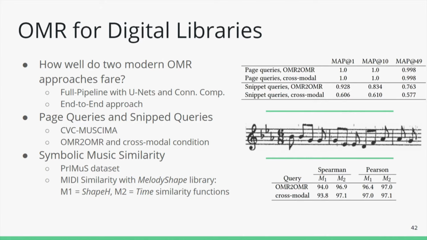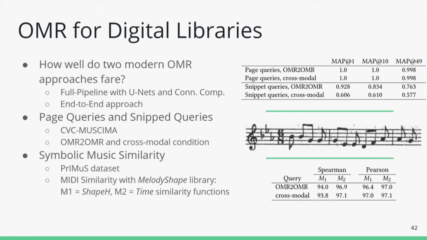And we had two different conditions. One was OMR to OMR, where both the dataset and the query were processed with the same OMR system, which has the benefit that if the system has certain limitations, they hopefully cancel out. Whereas in the cross-model setting, only the dataset was processed by the OMR system, and we used the ground truth as a query, which would be similar to a human entering a melody on a MIDI keyboard.